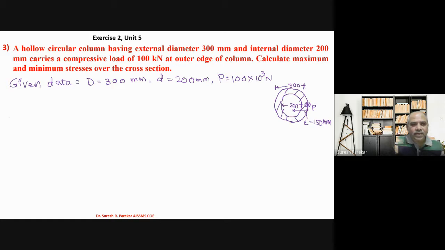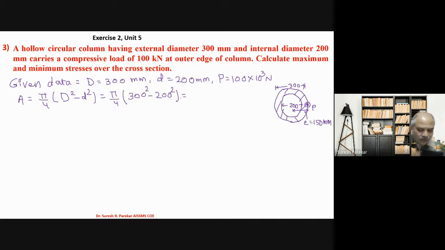Now we will start by calculating the area. For a hollow section we have pi by 4 into D square minus d square, that is pi by 4 into 300 square minus 200 square, and from this we get the value of area as 39.27 into 10 raised to 3 millimeter square.